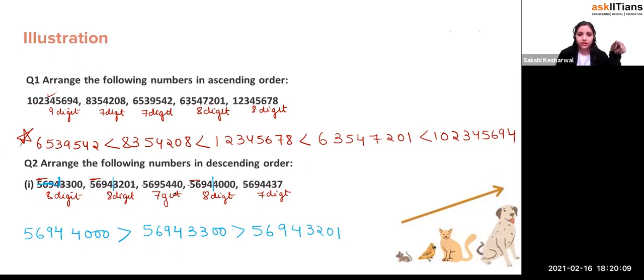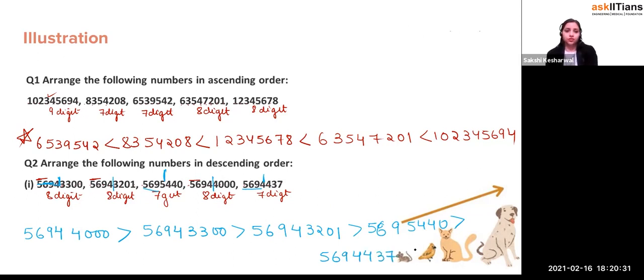Now let's compare the 7 digit numbers. Both of them have 5, 6, 9 common, and this is having 5 and this is having 4, and this is having 5. So definitely this is going to be greater. So this will be, beta, 5, 6, 9, 5, 4, 4, 0. And this is greater than, beta, 5, 6, 9, 4, 4, 3, 7. That's it. That's your answer.